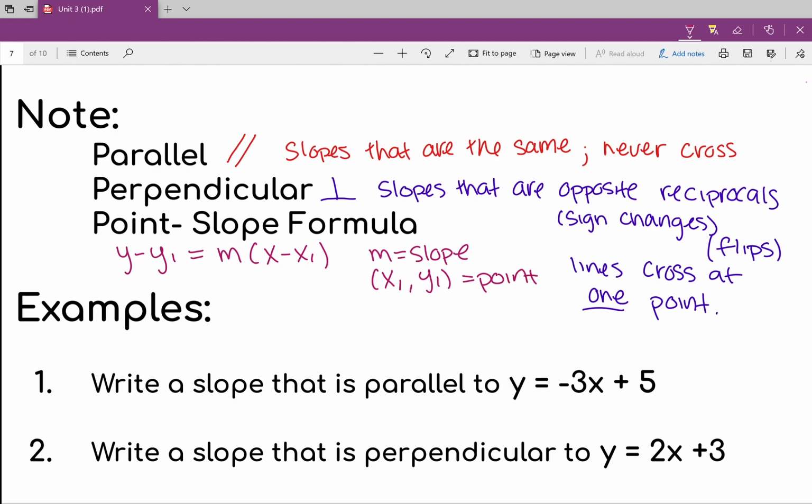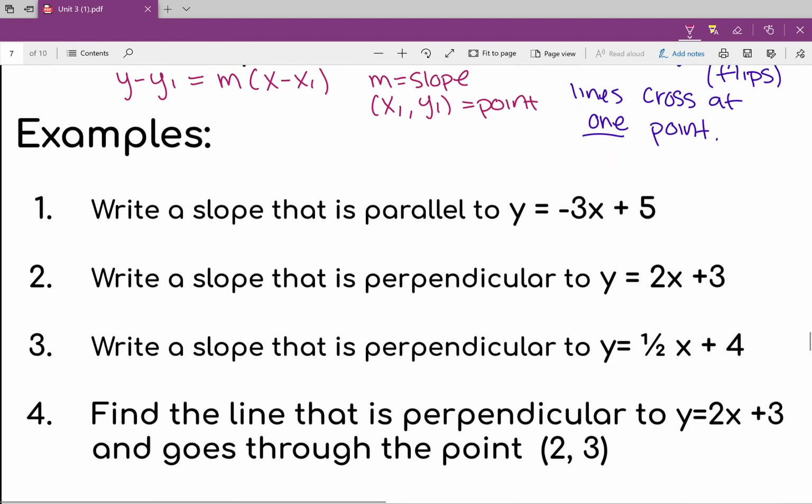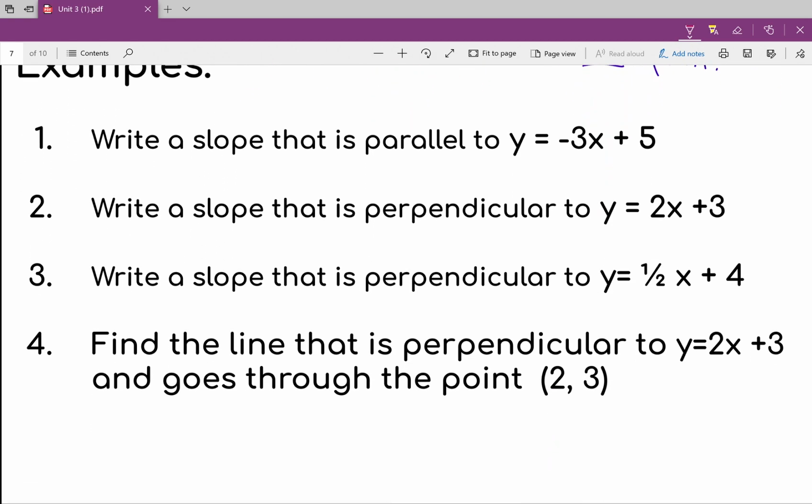Okay, so let's look at some examples. Example 1 says write a slope that is parallel to y equals negative 3x plus 5. Remember, parallel means same slope. And the slope of this equation is right here at negative 3. So a slope that is parallel to this equation is negative 3. And we're going to write that as m parallel equal to negative 3. That's our answer.